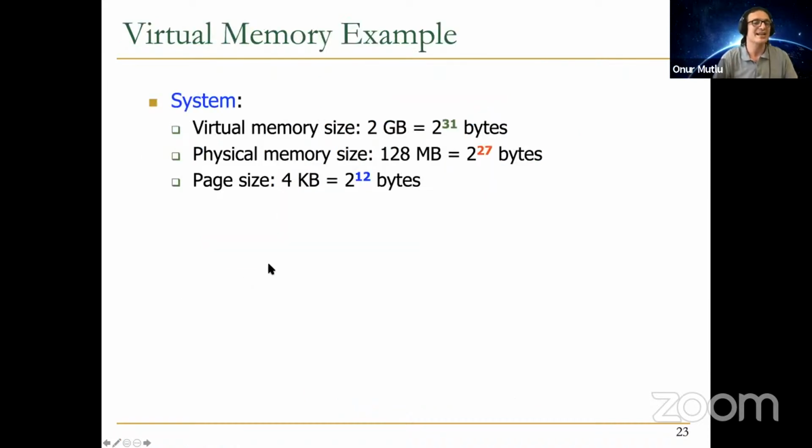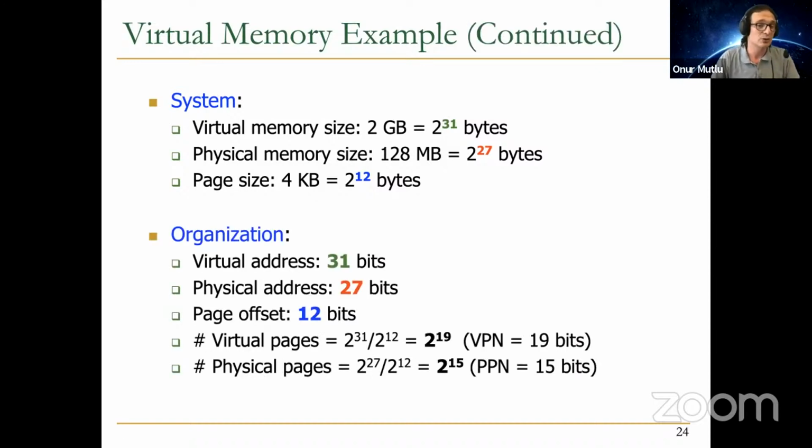So let's take a look at an example, a virtual memory system. So a virtual memory size is 2 gigabytes. I showed you earlier, actually. You have 2^31 bytes. Physical memory size 2^27 bytes. Page size 4 kilobytes, 2^12 bytes. Many systems have 4 kilobyte pages today. Some of them are 8 kilobyte pages. Organization looks like this. Virtual address should be 31 bits. Physical address should be 27. Page offset should be 12 bits.